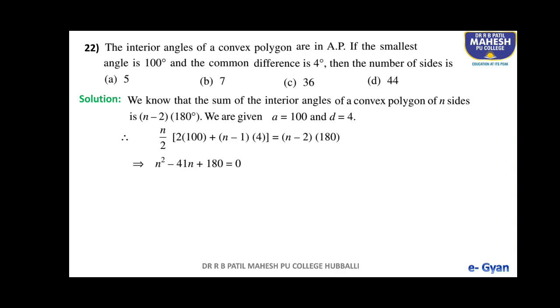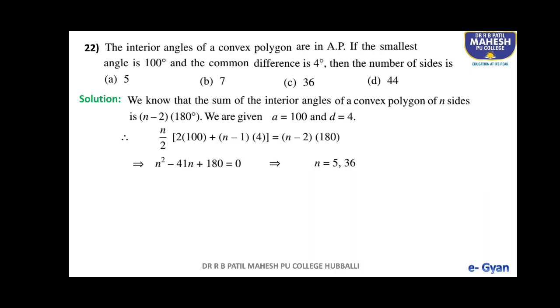Therefore we can take the factors whose sum gives minus 41 and whose product gives 180. So we can consider the numbers 36 and 5. After solving this quadratic equation we have n is equal to 5 and 36. So we have two values for n, but here we have to take only one value.